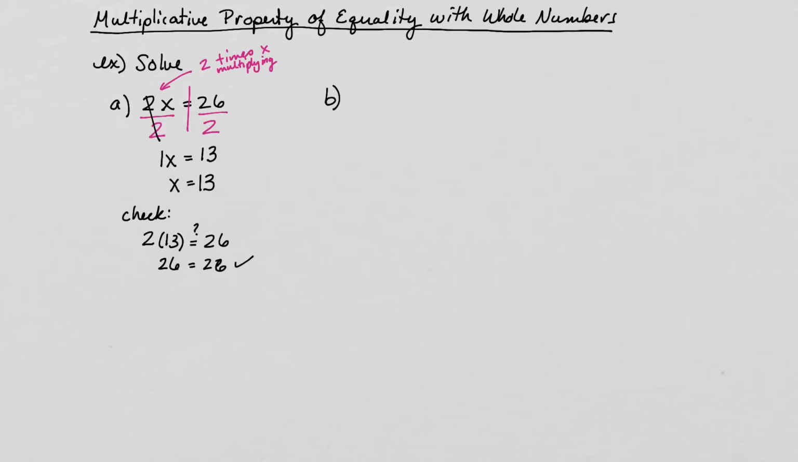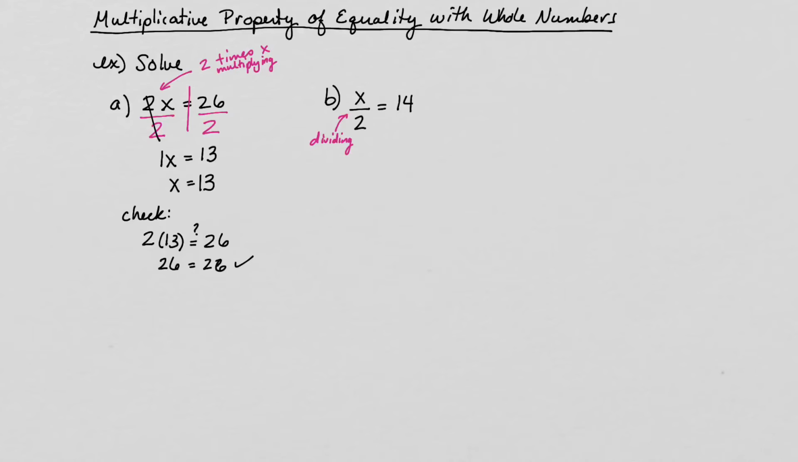So let's try another one here. Let me find a good problem. Here we go. What about x divided by 2 equals 14? In this case, here is my variable x, and the thing that's happening to the variable x is it's being divided by 2. Since I'm being divided by 2, to solve this, we want to multiply both sides by 2.